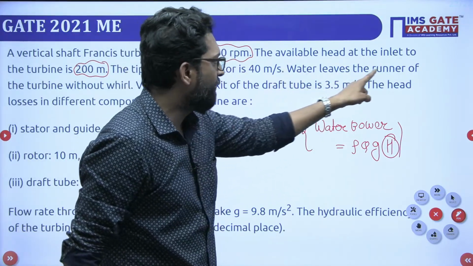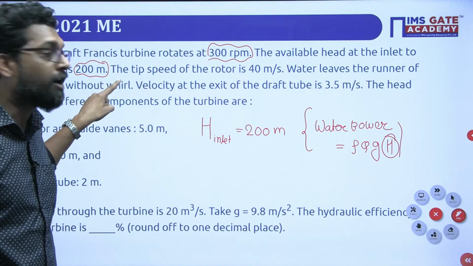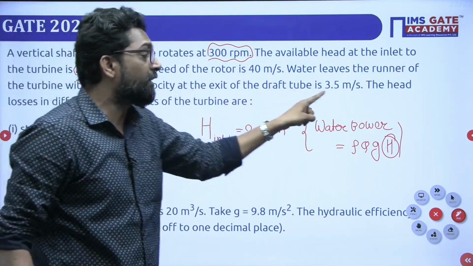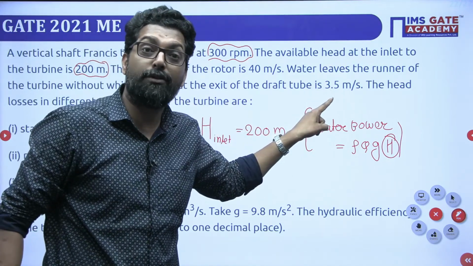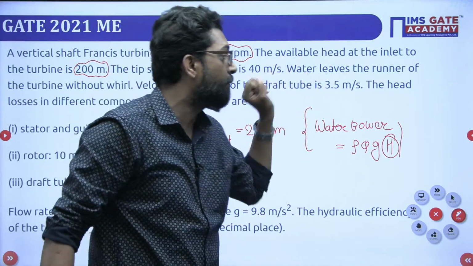Now see, water leaves the runner of the turbine without whirl. That means there is no whirling component. Velocity at the exit of the draft tube. This is the exit. Why? Because we have to install a draft tube. So at the exit, the final velocity at the exit of the draft tube is 3.5 meter per second.